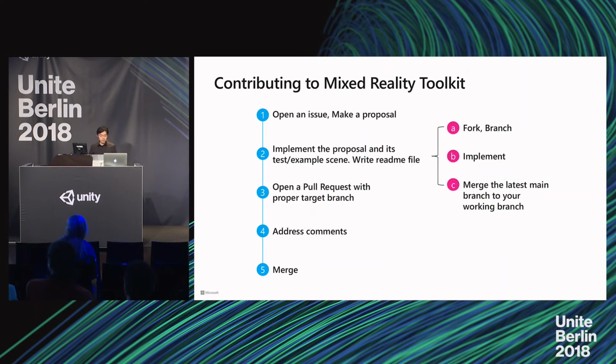This is the typical GitHub contribution process for people who are not familiar with it. You can open an issue and make a proposal for the bug fix or any suggestion. Then implement the proposal. When you do this, it is important to have a proper example or test scene with a proper README file so that other developers and creators can understand what's happening there. Then open a pull request with the proper target branch. Then address comments from the reviewers. Then finally, when it gets approved, it's going to be merged.